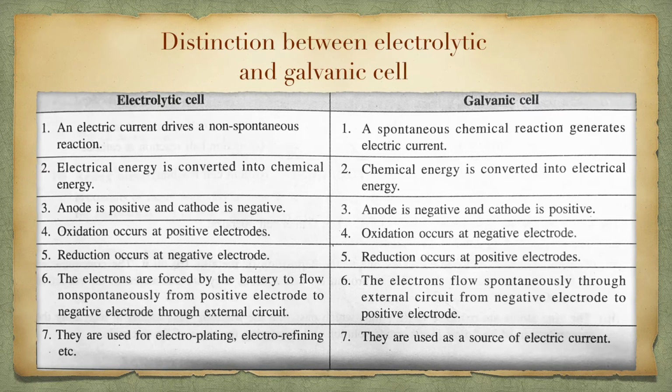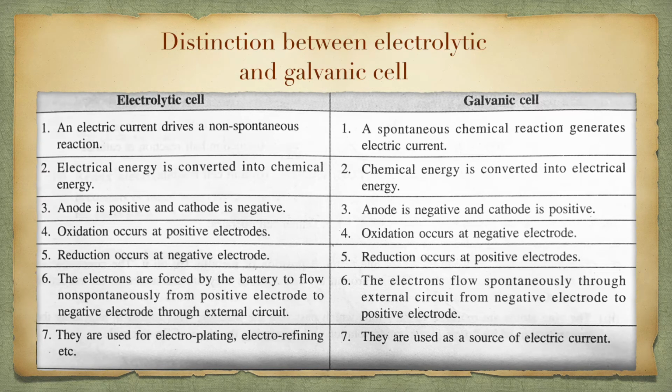And in a galvanic cell, anode is negative and cathode is positive. Fourth point, oxidation occurs at the positive electrode in an electrolytic cell, and oxidation occurs at the negative electrode in a galvanic cell. Understand, in both cases the oxidation occurs at the anode. Only the sign is different. In an electrolytic cell, anode is positive, and in a galvanic cell, anode is negative. So the fifth point, reduction occurs at the negative electrode in an electrolytic cell, and in a galvanic cell, reduction occurs at the positive electrode.